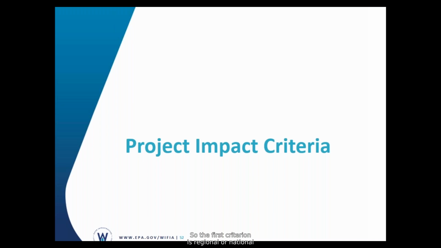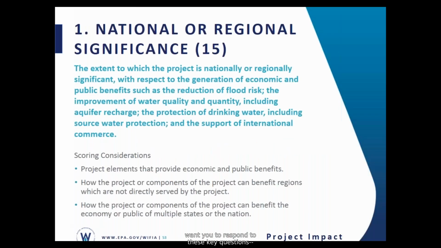All right, so the first criterion is regional or national significance with respect to economic or public benefit. While we're reviewing this, we want you to respond to these key questions. What element of the project provides economic or public benefits, and what are those benefits? How does the project or components of the project benefit regions which are not directly served by the project? And how can the project or components of the project benefit the economy or the public on an even broader level, so across multiple states or nationwide? Basically, we're going to be looking at both the types of benefits that are a result of this project and the scale of those benefits in terms of geography. And when possible, we would like to see those benefits quantified.